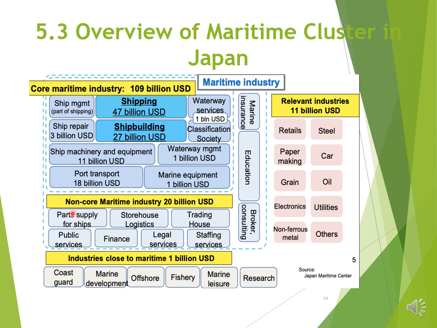And also the maritime core industry, 20 billion, including some warehouse, trading house, public service, finance and support. How about the industry close to maritime, 1 billion US dollars: Coast Guard, marine development. And on the right side, the related industry, 1 billion US dollars: retail, street, car, and so on.